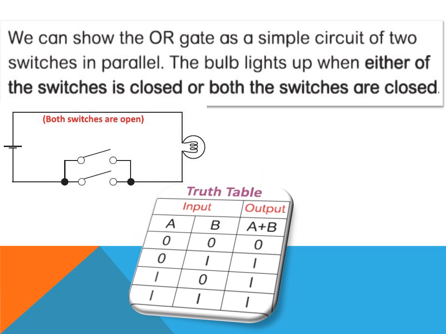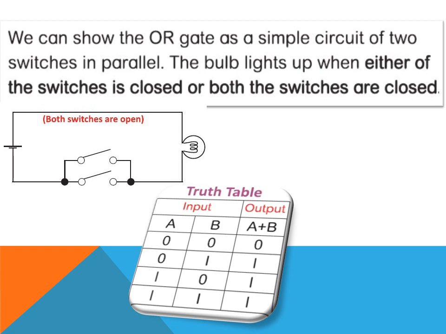This is how we can compare the OR gate. A battery is connected to the bulb and two switches are connected in parallel. Now see, if both switches are open, that means both are 0 0, then the bulb will be switched off, no current will pass, so the output will be 0.